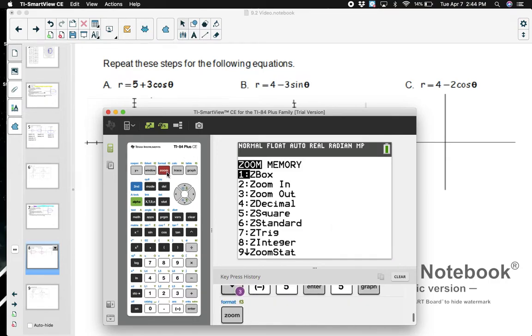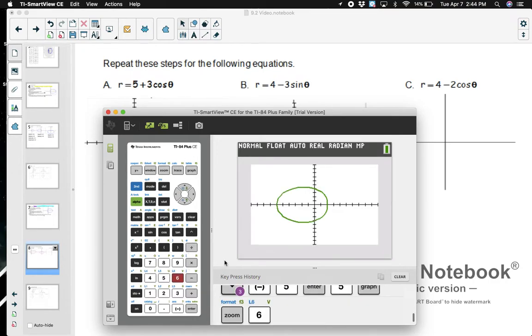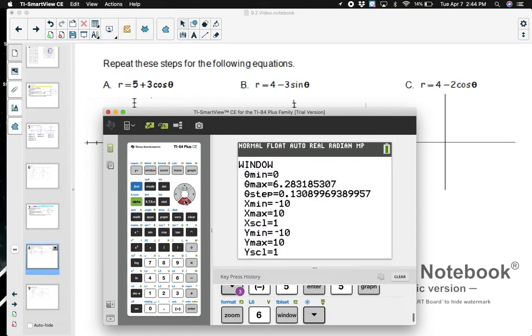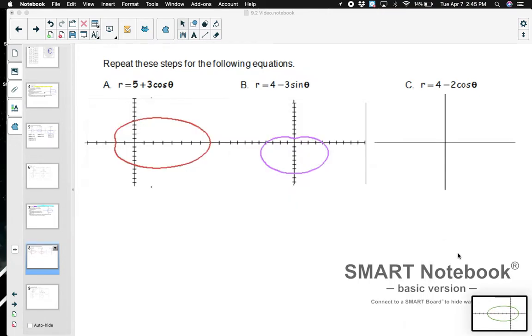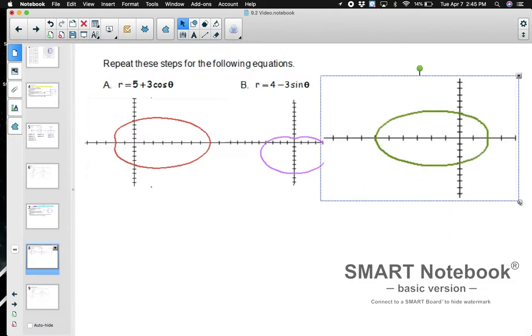Now that just looks like a circle. Going back to Zen 6. That's kind of the best we're going to get right now. I don't want to take too much of our time just trying to fuddle with this graph.